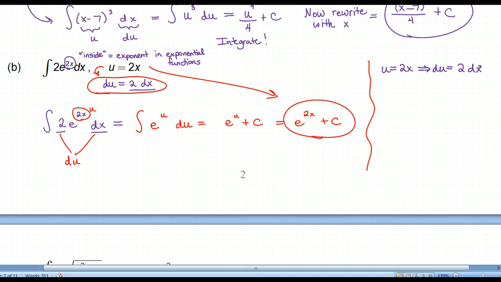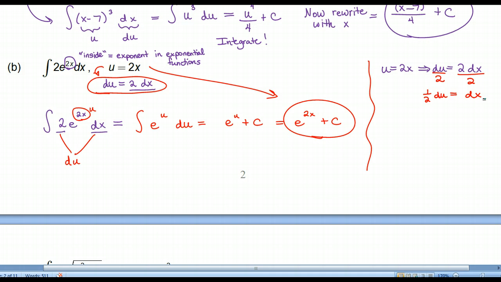I'm just starting again. u is equal to 2x, so du is 2 dx, because we take the derivative of u, right? Now let's say I want to get rid of the 2. So 1/2 du is equal to dx.